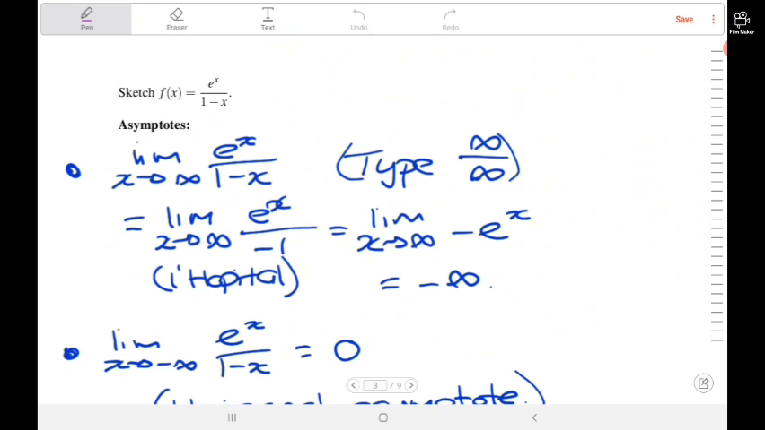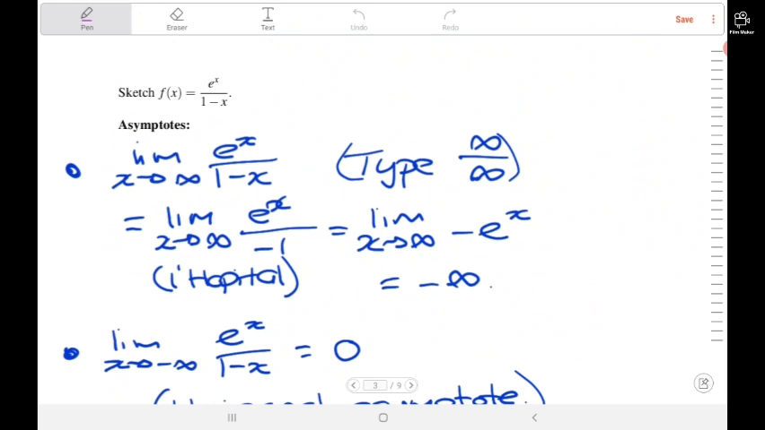The next thing that we would like to determine is, does this function have any asymptotes? We'll start with horizontal asymptotes. We can find these, as we determined a few weeks ago, by taking the limit as x goes to infinity and the limit as x goes to negative infinity.